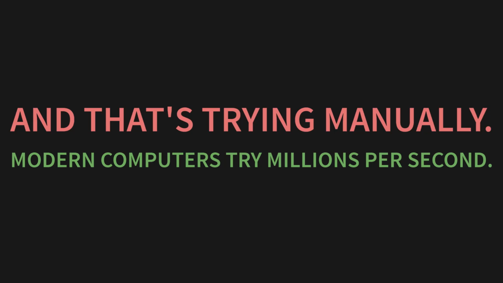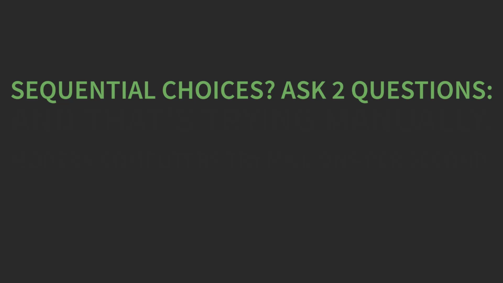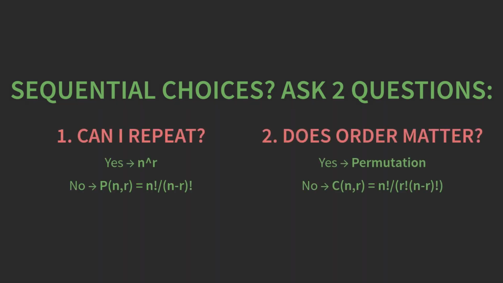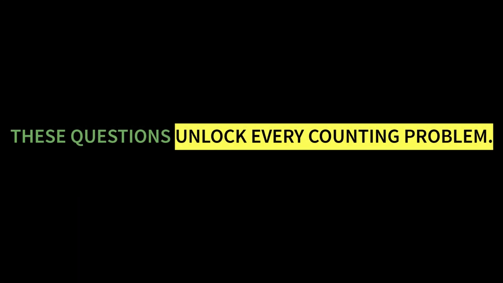So, here's what matters. Anytime you're making sequential choices, ask yourself, can I repeat? Does order matter? These 2 questions unlock every counting problem you'll ever face.